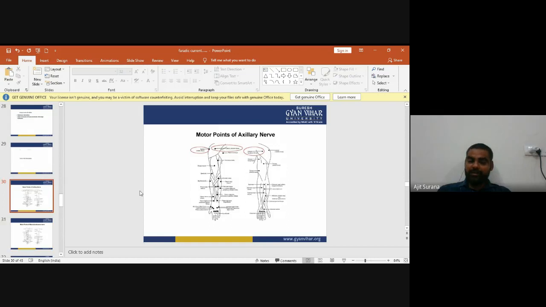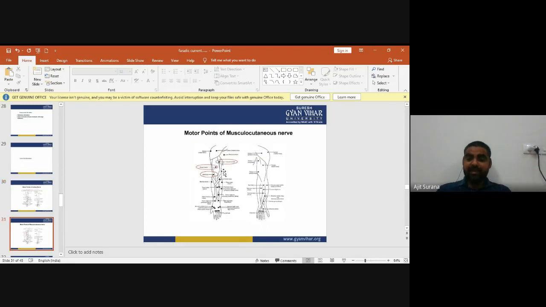The second one is the motor points. These are the motor points of the axillary nerve. These are the motor points of the musculocutaneous nerve. The musculocutaneous nerve is a branch of the upper trunk of the brachial plexus, and it is the nerve of the arm.